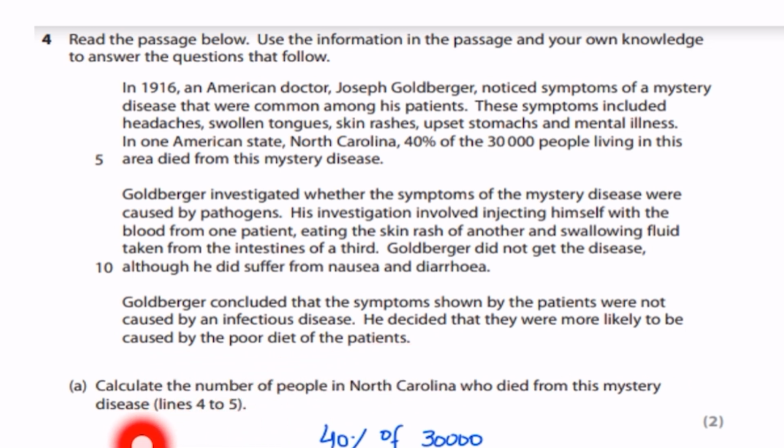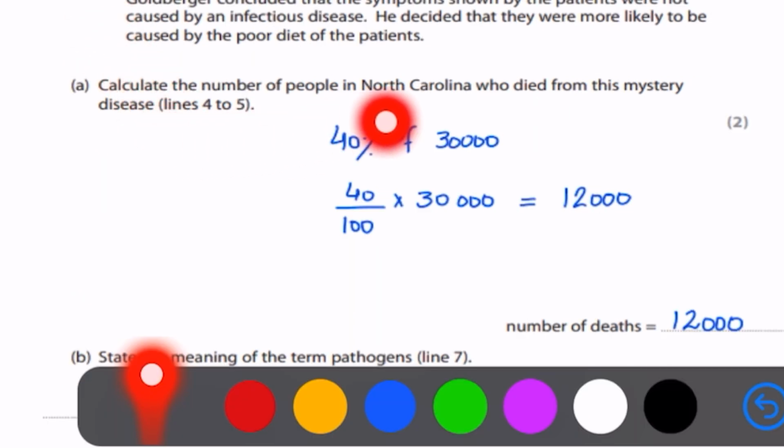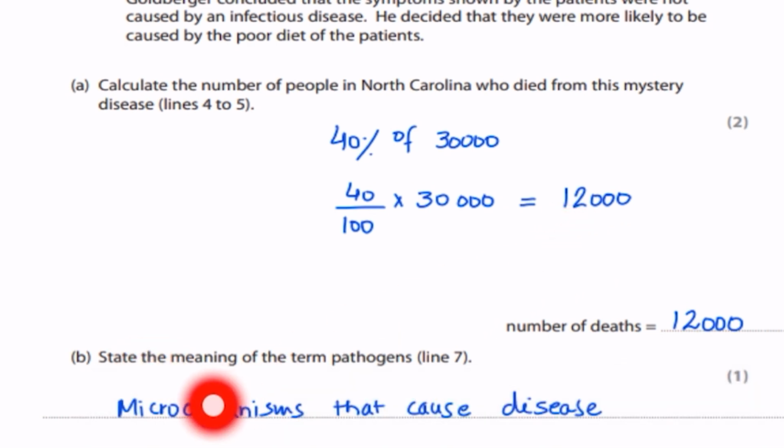Question A. Calculate the number of people in North Carolina who died from this mystery disease. So they have mentioned here, in lines 4 to 5, that 40% of 30,000, so we have to find out 40% of 30,000. 40 by 100 times 30,000 will give you the answer, so it's 12,000. Question B. State the meaning of the term pathogens. Microorganisms which cause disease are called pathogens.